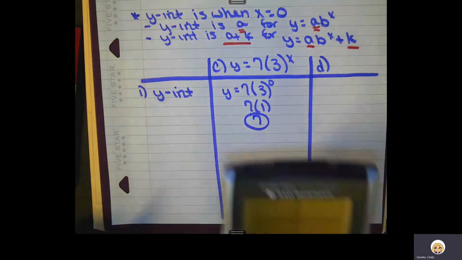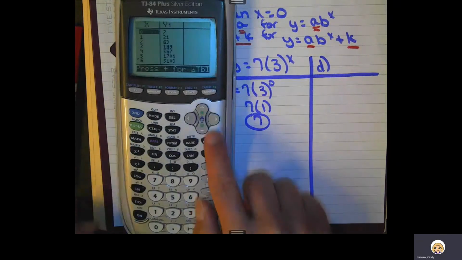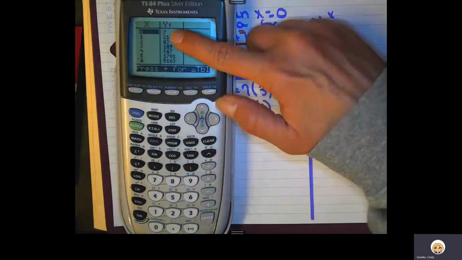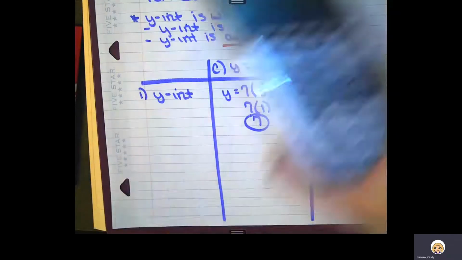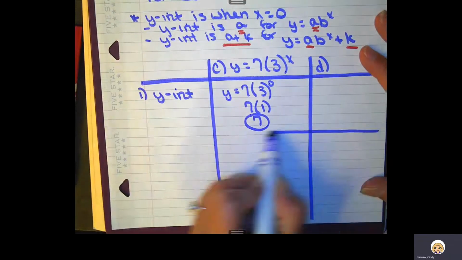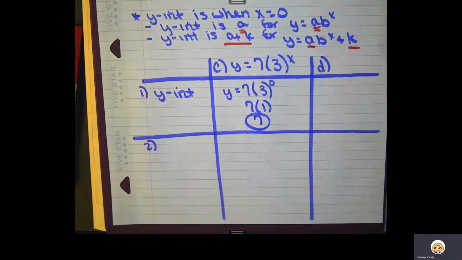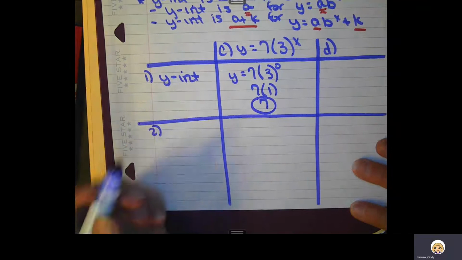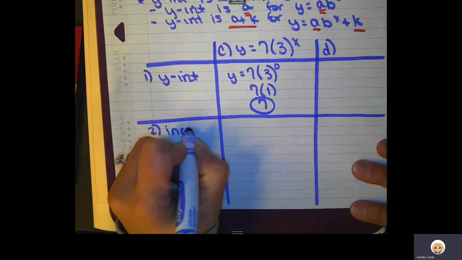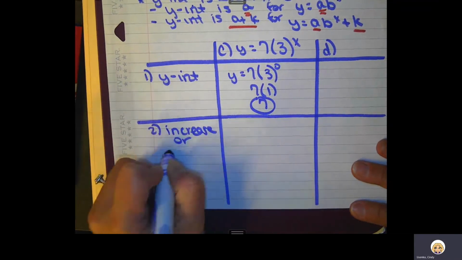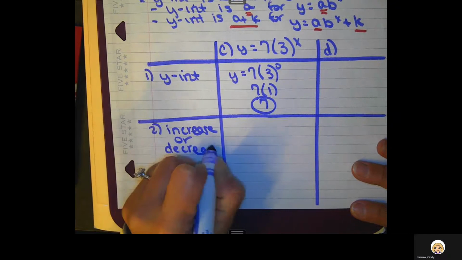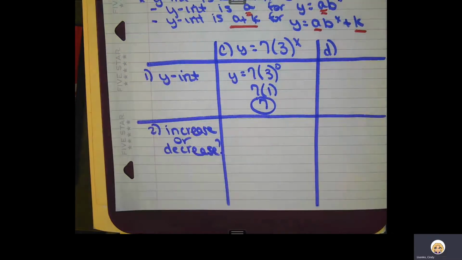If I go to my table, just to double check, if I go to 0, notice I have 7. That's my y-intercept. Part 2 of this, we're going to decide if the function's increasing or decreasing. So can you write increase or decrease? Increase or decrease?